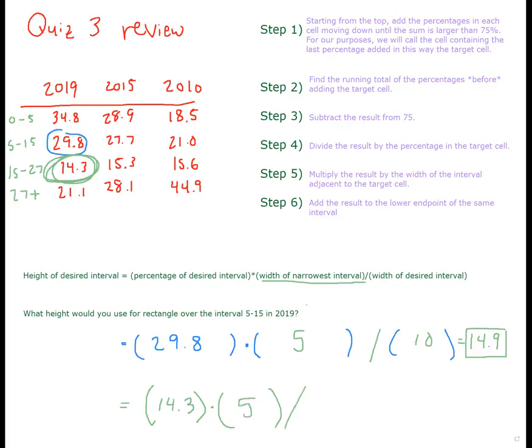But what does change is the interval we're looking at. This interval goes from 15 to 27, so we're talking about an interval length, or width, of 12. So our answer ends up being 14.3 times 5, divided by 12, which gives me 5.96, but we're going to one decimal, so we'll say 6.0. So 6.0 is what you get for number 10.